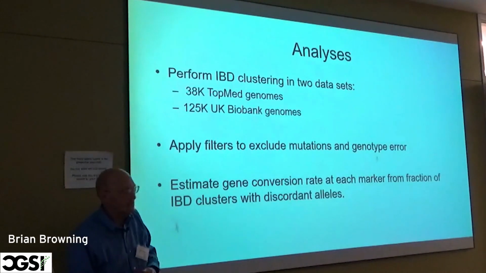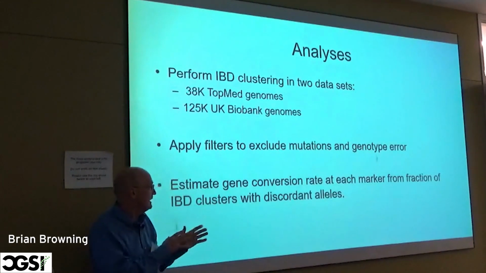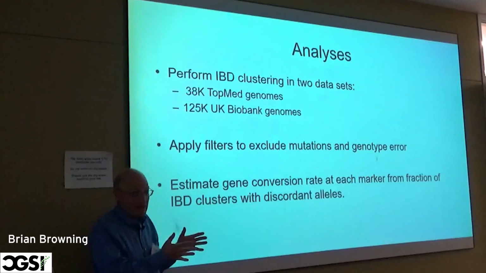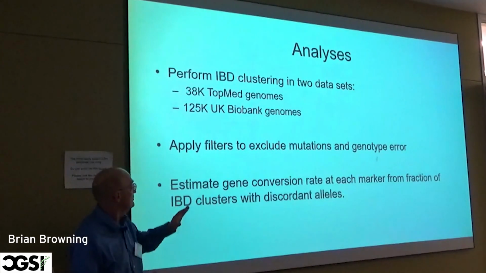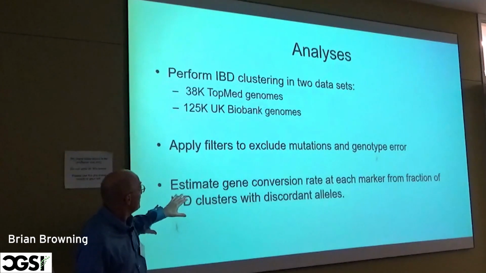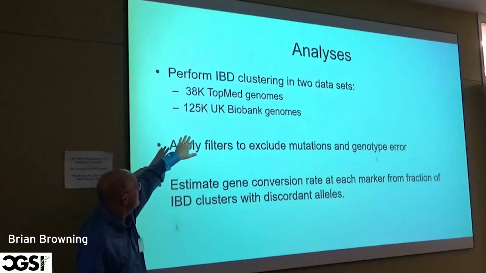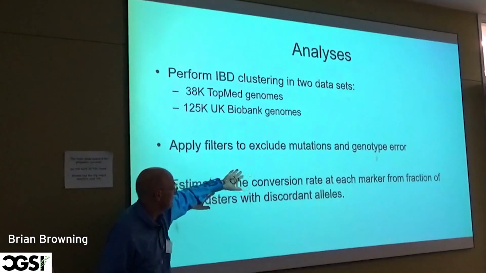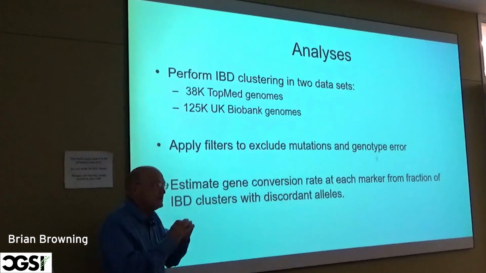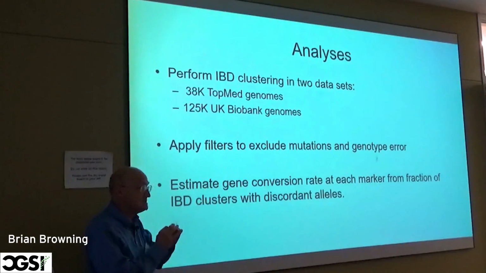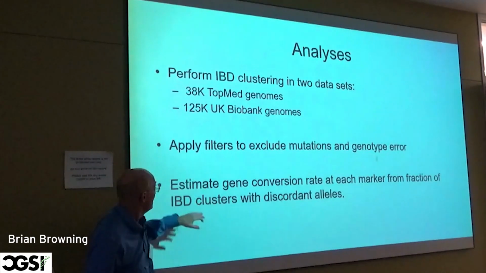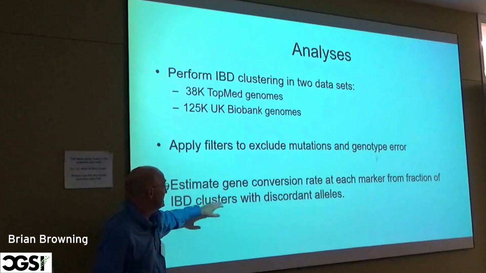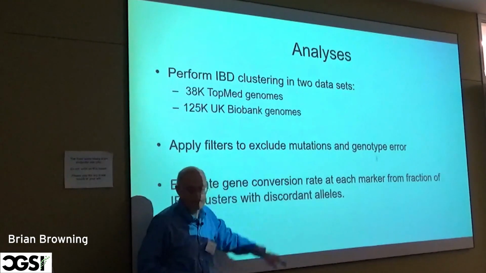So we did this type of analysis. Actually, this is Sharon's method. I was responsible for the computational side, to get something that runs fast, but this is her work. We took two data sets, TopMed and UK Biobank genomes, one with 38,000 and one with 125,000. We applied filters to get rid of the mutations and genotype errors, so we're pretty confident we're detecting actual gene conversions that have occurred since the common ancestor. Then we estimate the gene conversion rate as the fraction of IBD clusters that have discordant alleles after this filtering. So it's a relative rate.